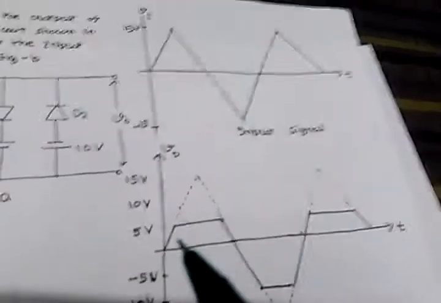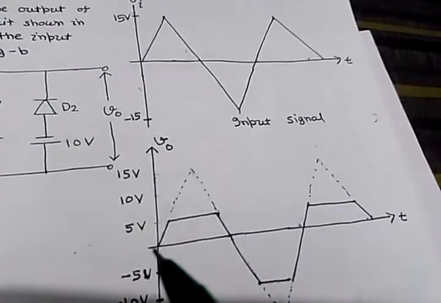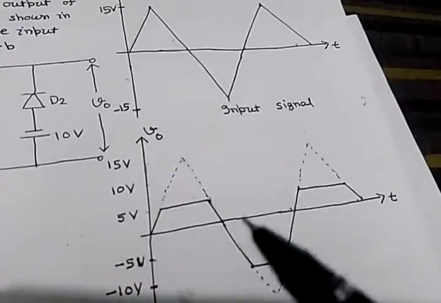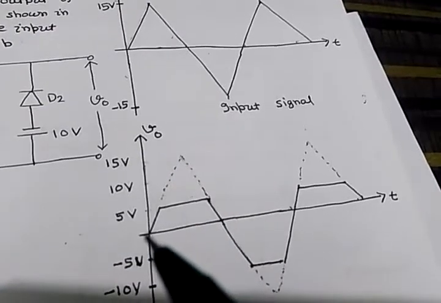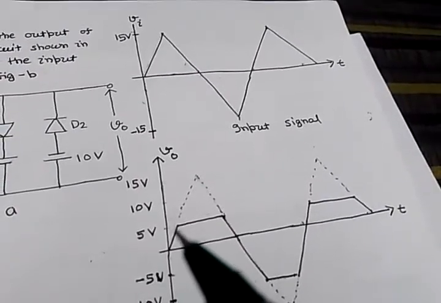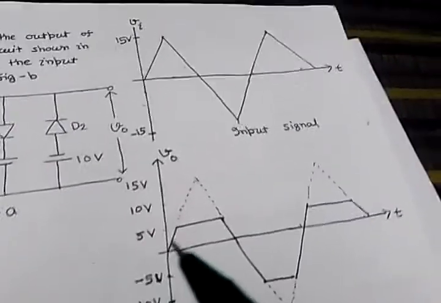So here in the output waveform, see here, the input and output are the same. This is the output waveform and it is the same as the input waveform till the input waveform is less than 5 volt, till here.